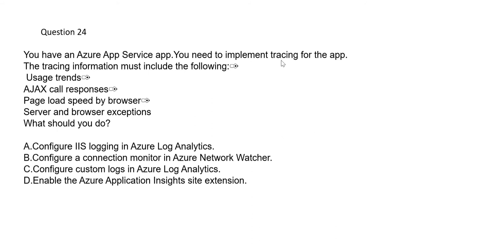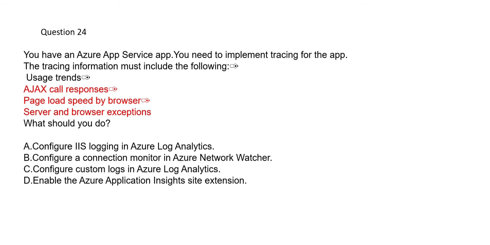The only thing is, why we do tracing: we want to understand user behavior, who is accessing my website, how many times, and those kind of stuff. So these three things are our keywords. Let's scan through the options, because this sort of question you can only solve by going through the options.